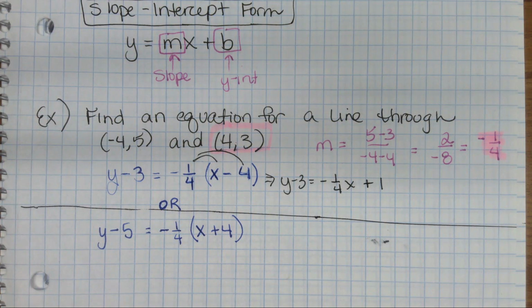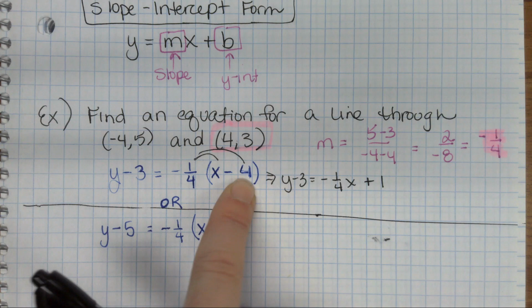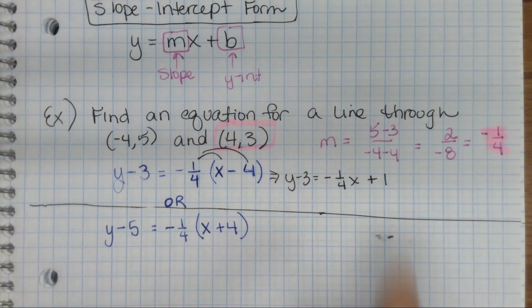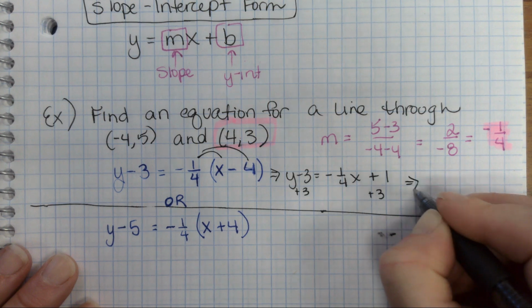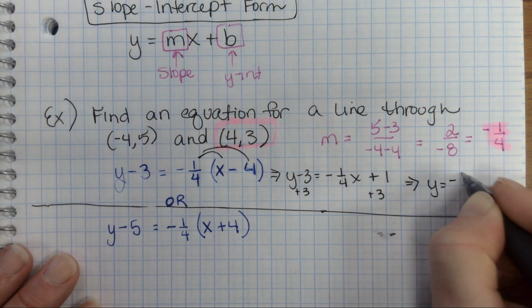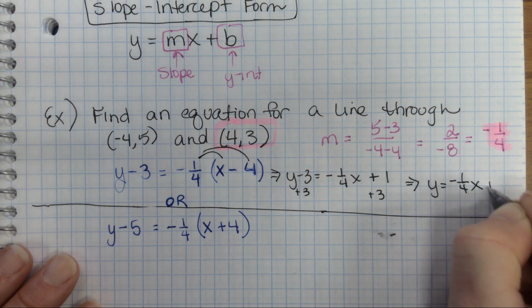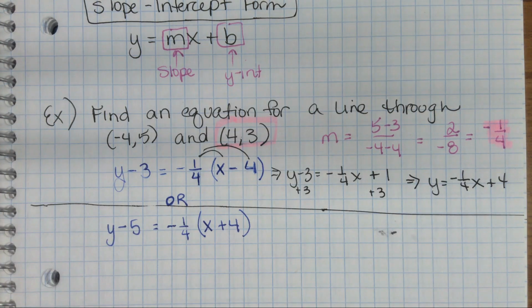These 4 right here, is that what you got for your first step? Negative 1/4 times negative 4 is positive 1, right? Then you move this 3 to the other side. You should get for your slope-intercept form, y equals negative 1/4 x plus 4. So the y-intercept is 4. All right. Did you guys get the same thing? Yeah. Okay.